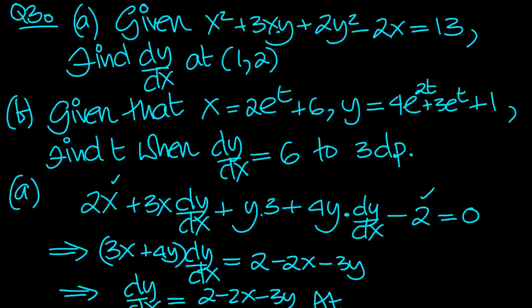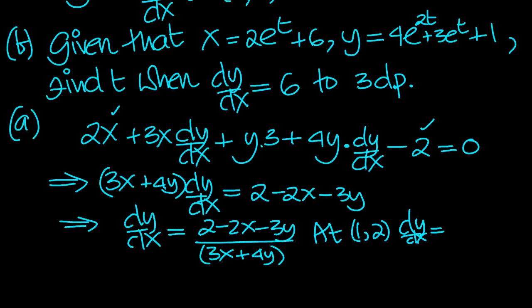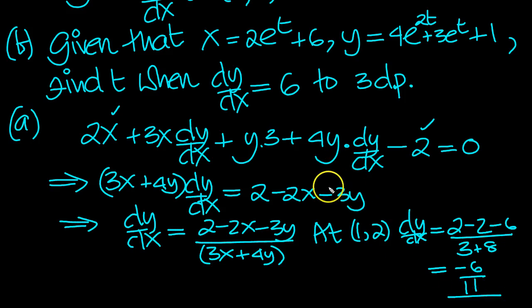So, at what point have we got then? Let's have a look at the question. At (1, 2), dy/dx equals then. So x is 1, y is 2. So we get 2 minus 2 times 1 is 2, y is 2, so that will be minus 6, over 3x, x is 1, so that's 3, plus 4 2's, because y is 2, is 8, so that's 3 plus 8. So 2 minus 2 cancels, minus 6 over 11. So there's our dy/dx then, minus 6/11.